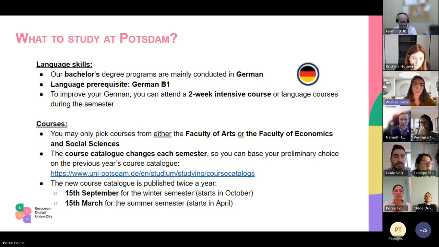In terms of the courses, I already said that only the Faculty of Arts and the Faculty of Economics and Social Sciences are open for exchange students within the gap semester scheme. So if you decide to come to Potsdam, you would pick one of the two and stay within that faculty. Of course, there are many, many departments within each faculty, so you still have a large variety of courses to choose from.